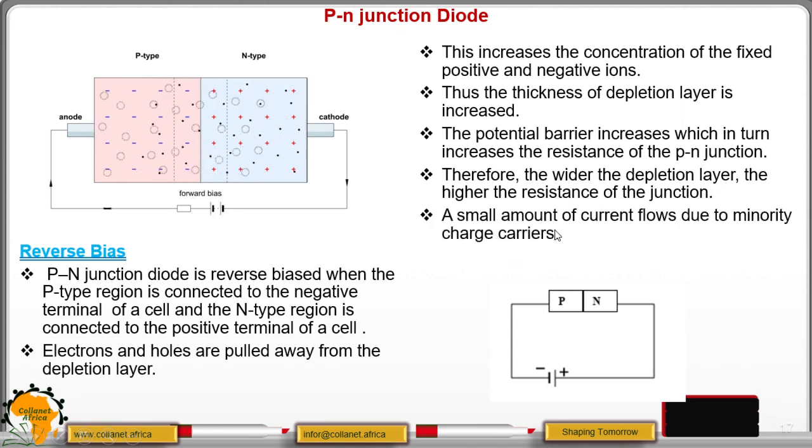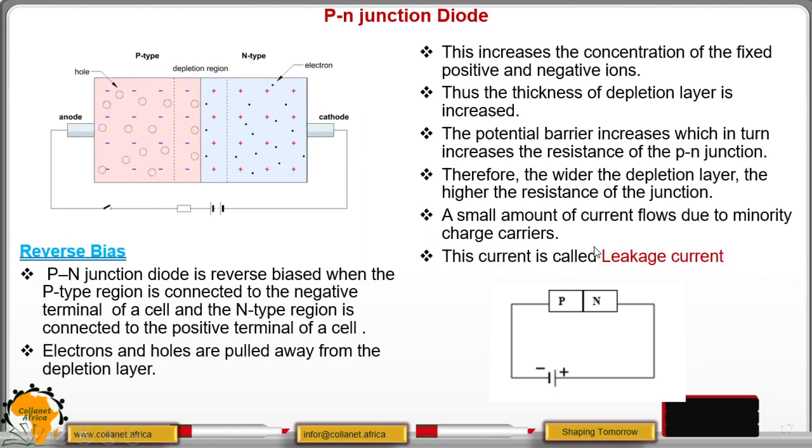Therefore, only a smaller amount of current will flow due to minority charge carriers in this process. Only a small amount of current will flow. That small amount of current that flows due to minority charge carriers is what we call the leakage current. So leakage current is the small amount of current that flows due to minority charge carriers.